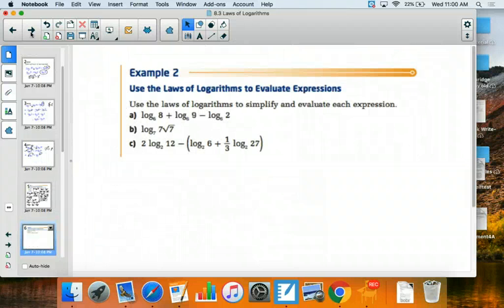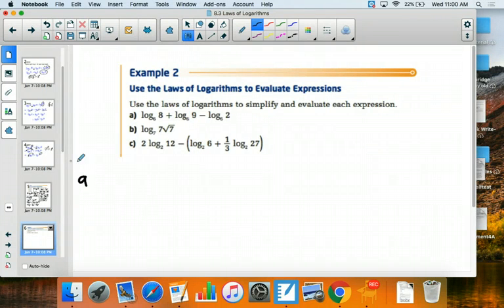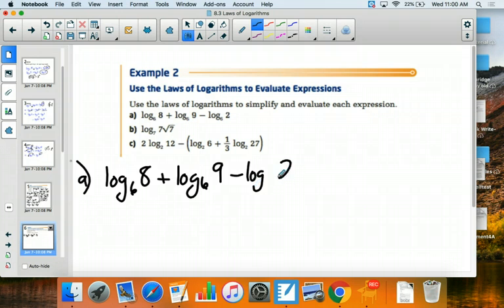Okay, so now you again can use the same thing, but now using actual values to evaluate them. So in this first case, we've got log 8 base 6 plus log 9 base 6 minus log 2 base 6, and what we want to do is simplify it to a single logarithm and then evaluate. So what are we doing in this first operation? Right, we've got log 8 base 6 plus log 9 base 6 minus log 2 base 6.